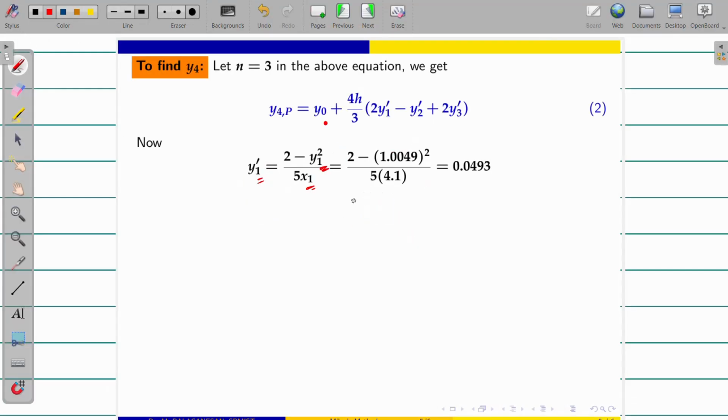Right. So substitute the values: 2 minus y1 square. What is y1? Y1 is the given one, from the initial conditions. 4 boundary conditions are there, and from that you are going to choose y1. Y1 value whole square divided by 5 into x1. X1 is 4.1.